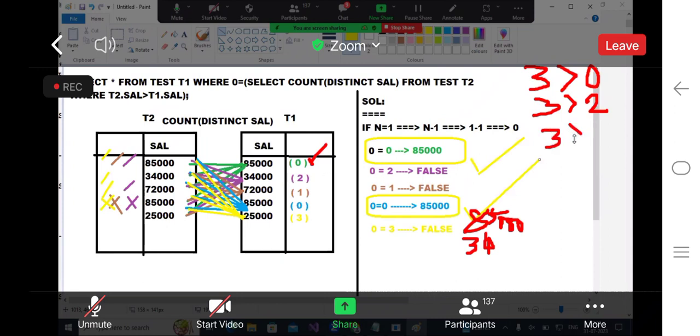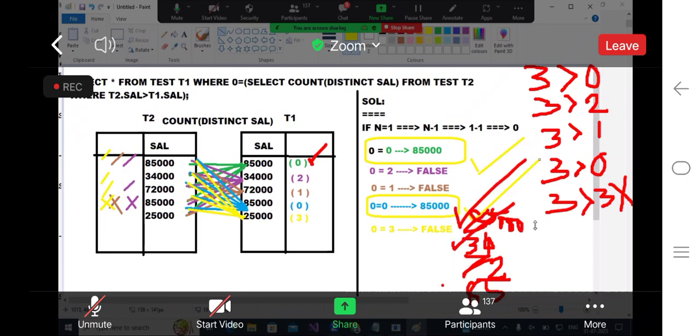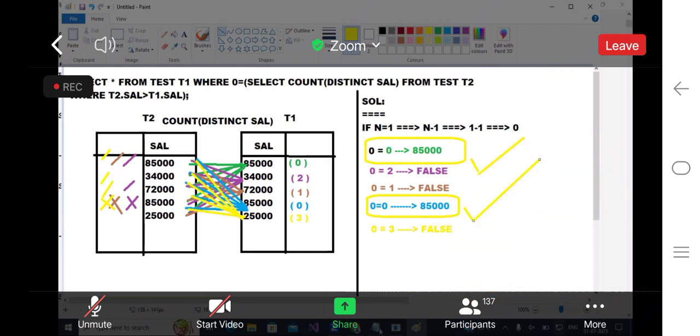Next 3. 3 is greater than 1. It is also true. Which one will come? 72,000. Next 3 is greater than 0. True. So which will come? 85 is come again. Okay. Next 3 is greater than 3. False. Okay? So now this is false. Remaining all are satisfied. So 85, 34, 72. These are the top 3 highest salaries. Okay? So same comparison, same diagram, same explanation. Okay? Now you got it.